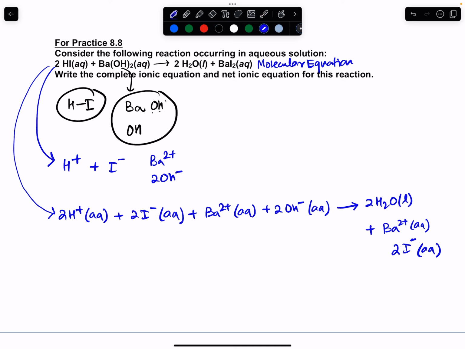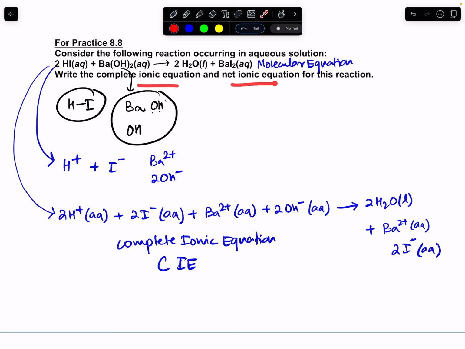Okay, so let's write that down. This is my complete ionic equation, and I'm going to abbreviate this as CIE. Okay, now from the complete ionic equation, the next step is to go to the net ionic equation. The net ionic equation simply means we will cancel out all the ions that appear as common ions on both sides. Take a look at the 2I minus. It appears as 2I minus on both sides, so therefore this would get canceled out.